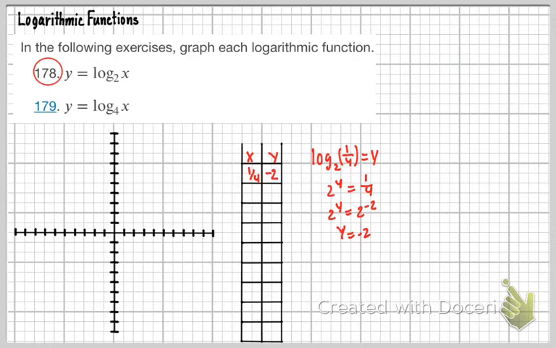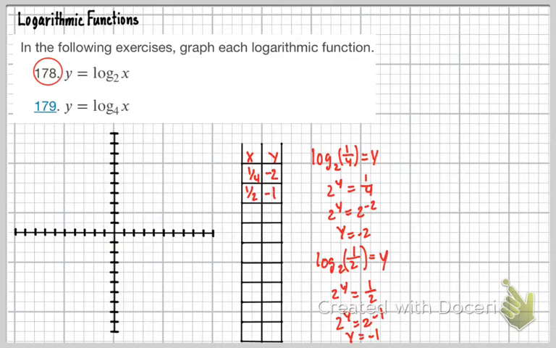Now, as we do a few of these, you're going to see a really nice pattern emerge. So the next one I'm going to try is 1/2. So I'm going to take log base 2 of 1/2, and that equals y. So then, that's going to be 2 to the y equals 1/2, and 2 to the y equals 2 to the negative 1. So y equals negative 1. So when I plug in a 1/2 here, that equals negative 1.